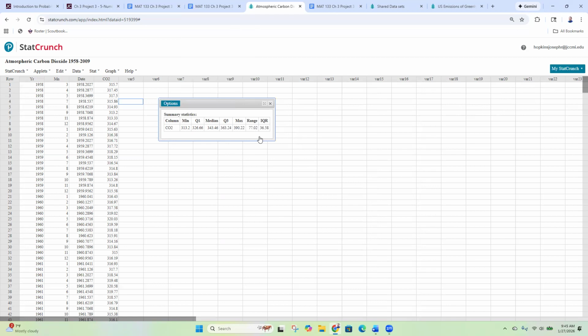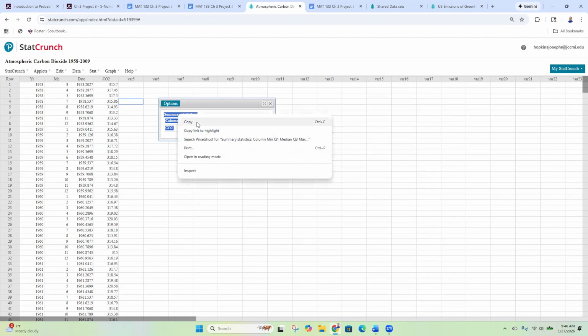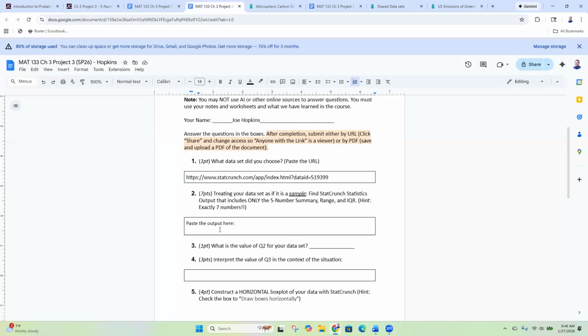So here's my 7 numbers. Again, I put them in order from smallest to largest. So 313, 326, 340, and then 390 is my largest. You don't need to do that. You just need to have all 7 of these numbers selected. And then we're going to copy and paste this table into our Google document. So I'm going to click in the upper left, then left click and drag it down to the lower right. So I can select everything there, and then you can copy it and just paste it right in here.